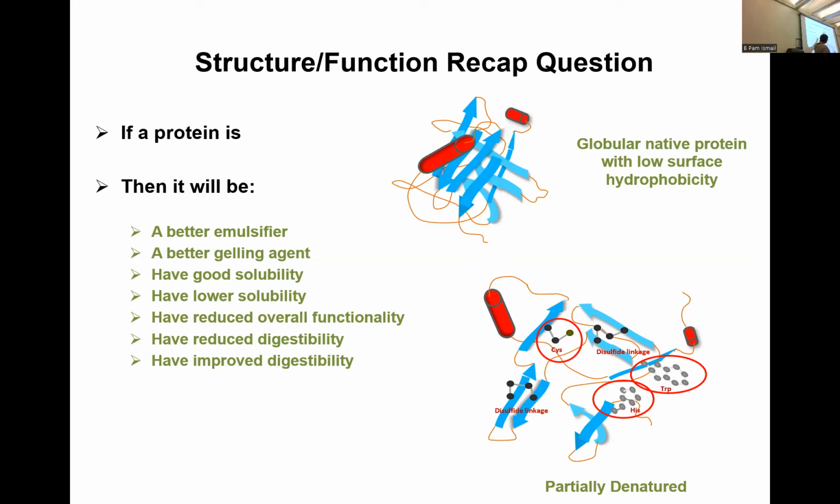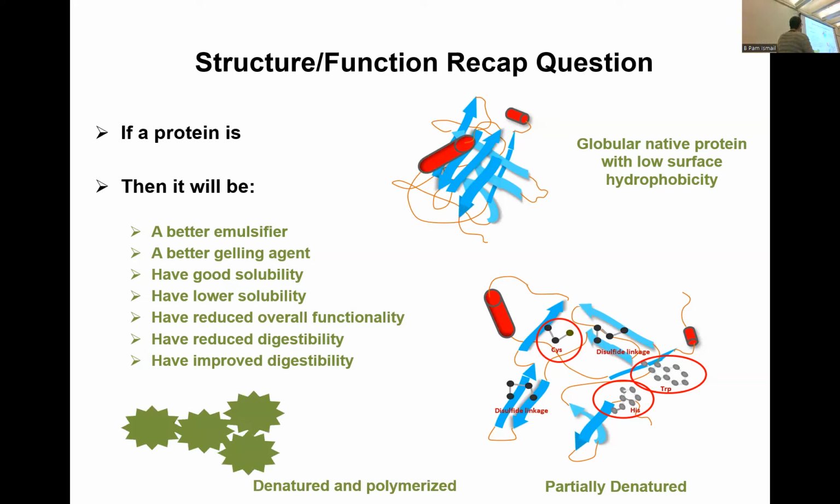All right, so when we denature the protein, what happens? That globular protein opens up. Now it becomes a better emulsifier, better gelling, improved digestibility. And then if we overheat and it polymerizes, what happens? Reduced overall functionality, lower solubility, and reduced digestibility, because now we produce large polymers, and again, the enzymes will have a hard time digesting.